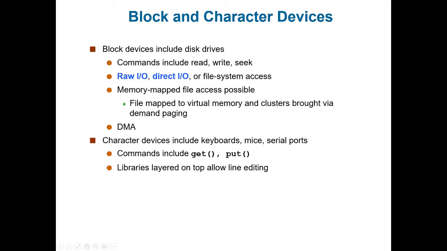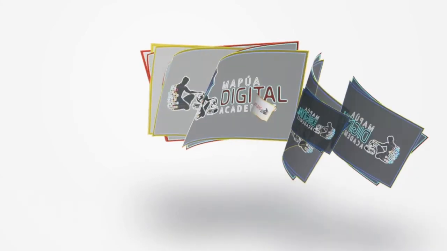Character devices are accessed 1 byte at a time and are indicated by a C in Unix long listings. Supported operations include get and put, with more advanced functionality such as reading an entire line supported by higher-level library routines.